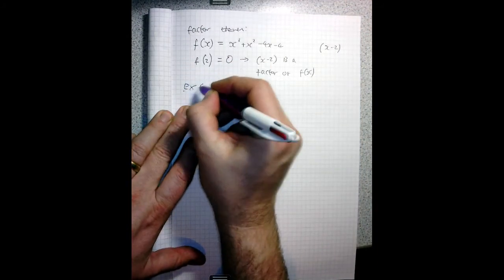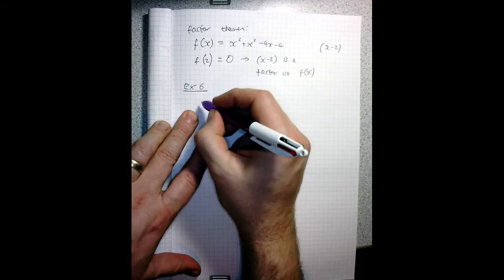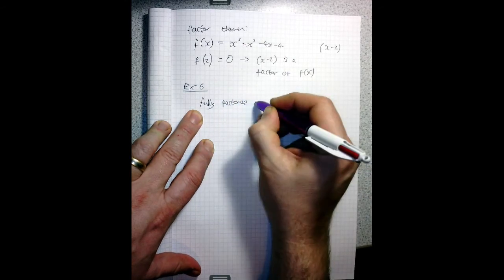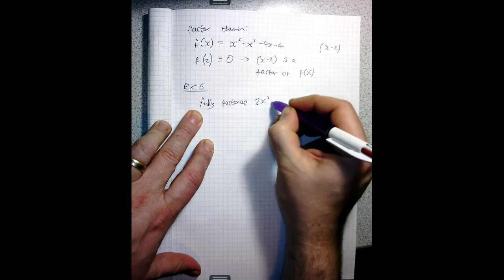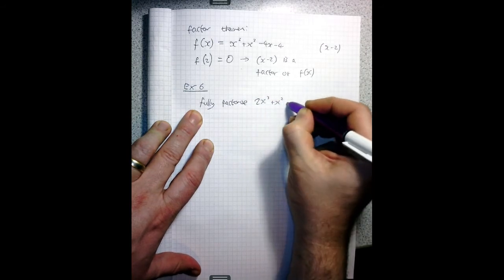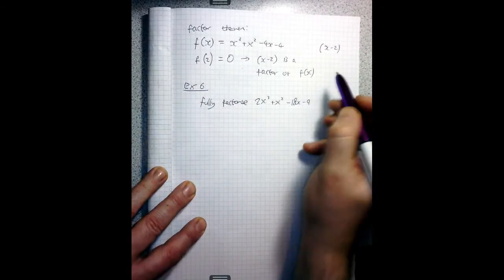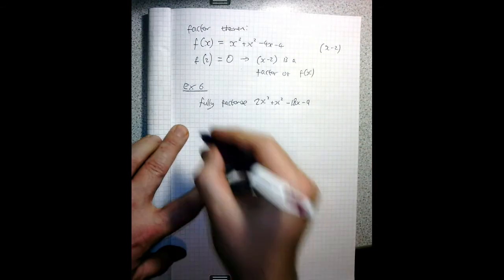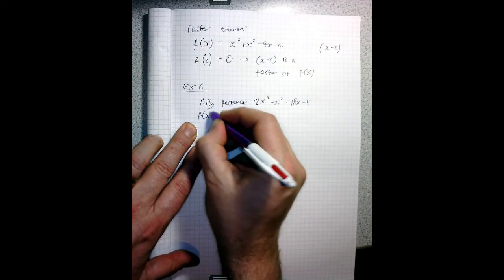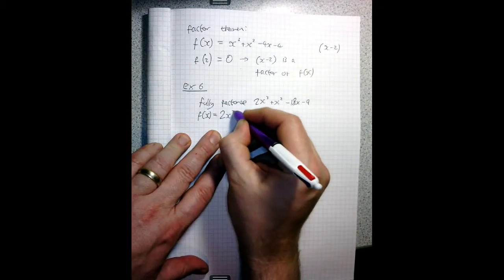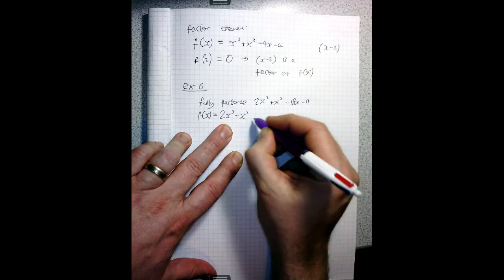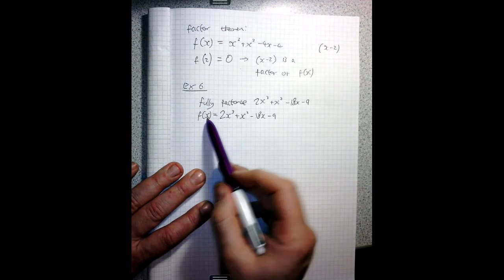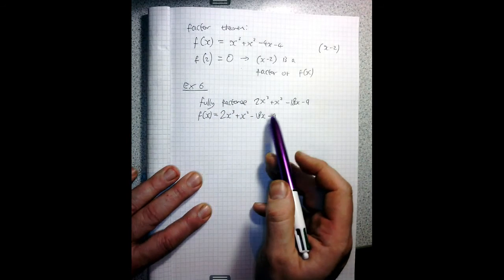Okay, so to factorise a cubic, or indeed any polynomial, fully factorise 2x cubed plus x squared minus 18x minus 9. We need a factor, and there's two different ways we can do this. First of all, let's set up f of x. Now, I need a number which when I sub in, I get 0.